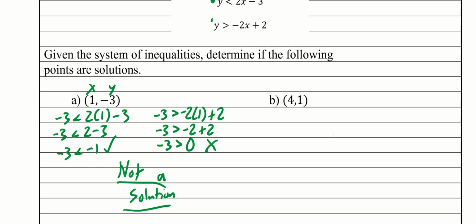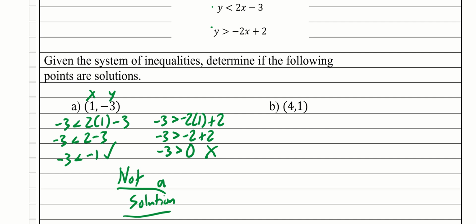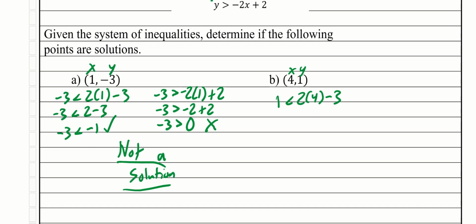Okay, I can do the same thing with the other point here as well. So starting over, let's say we have 4 comma 1. I would take the y value of that and plug it in for y into the first inequality. So 1 is less than 2 times 4 minus 3. And then I would simplify this.